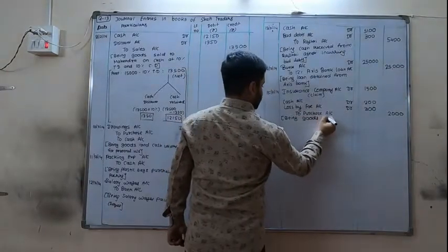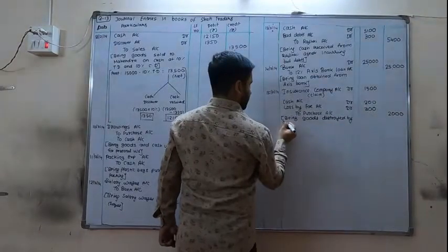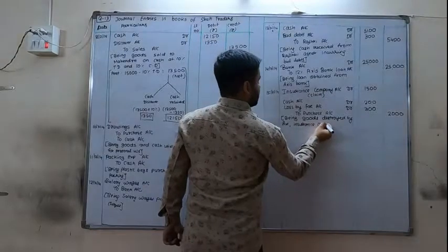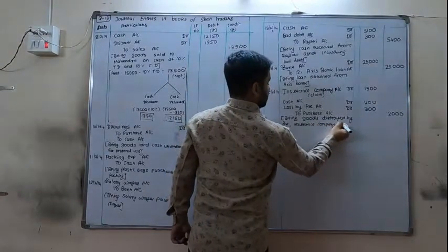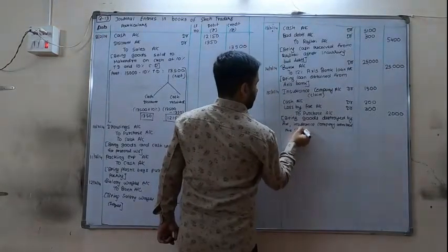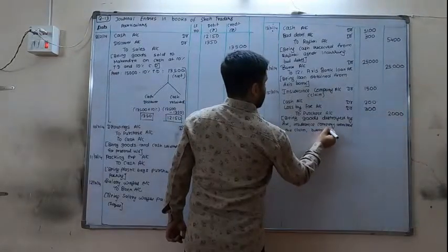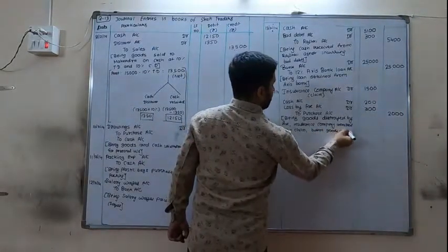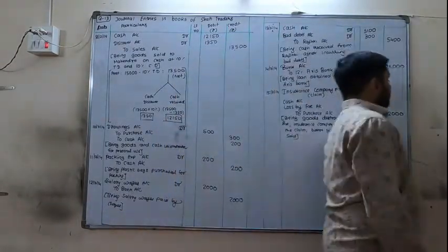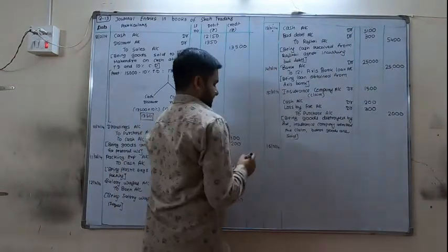Goods destroyed by fire, insurance company admitted the claim, burnt goods are sold. Next date is 16/7/40.